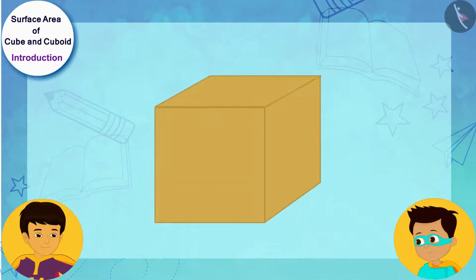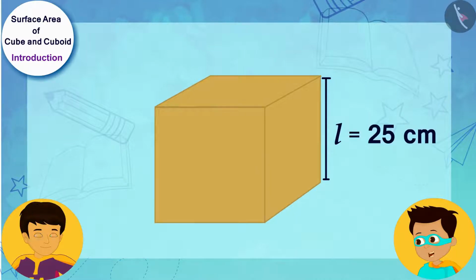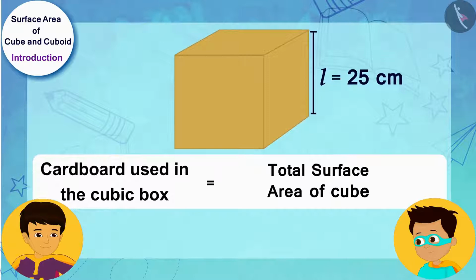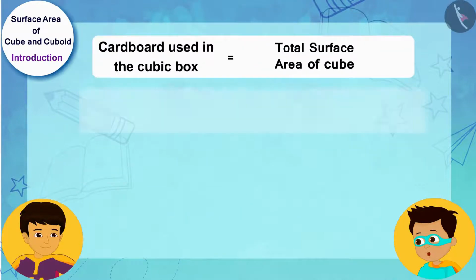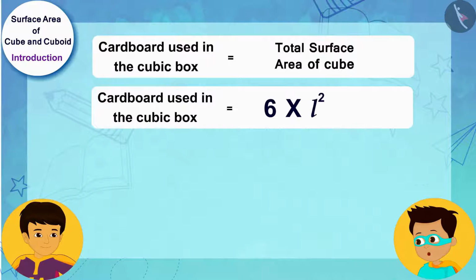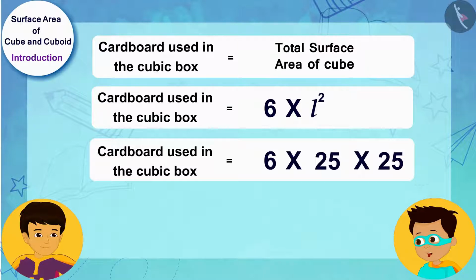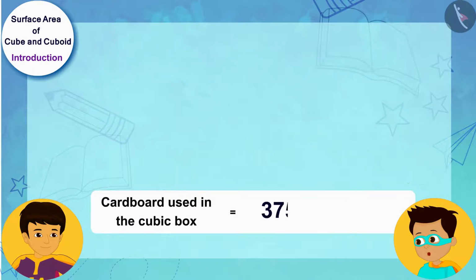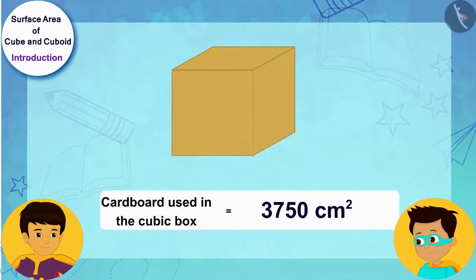Absolutely right! And the length of the sides of my cubic box is 25 centimeters. Since we have to make a cubic box, to find the size of the cardboard used in it, we will have to find its total surface area. Let me quickly solve this by writing the length of the side of my cubic box, 25 centimeters, instead of L here. In order to make my cubic box, I need cardboard of 3750 square centimeters. Hey, wow!